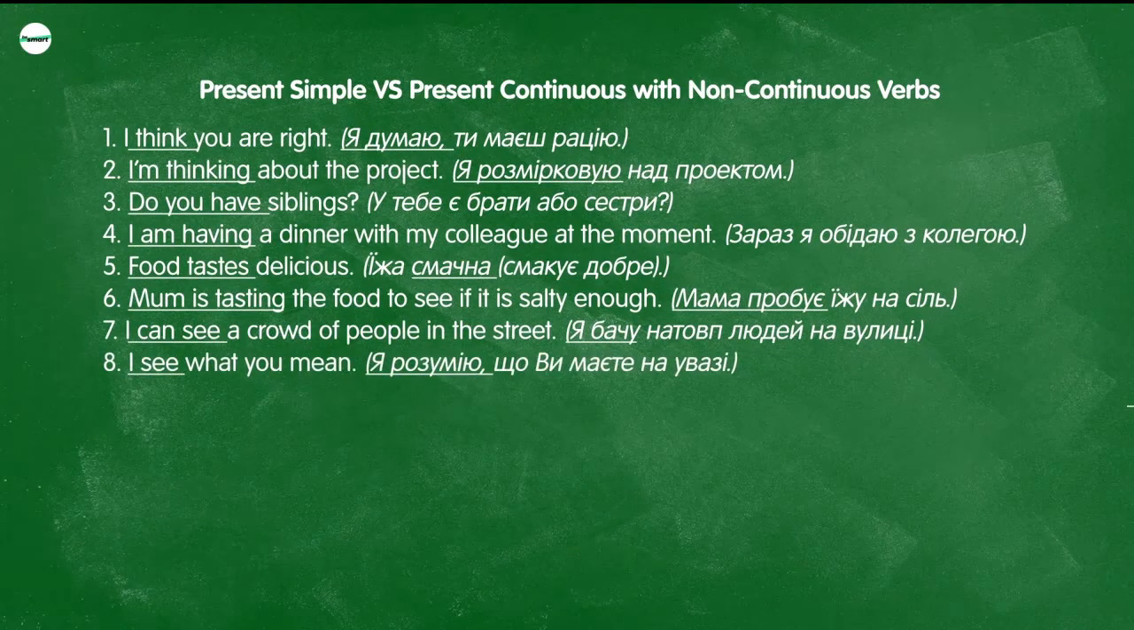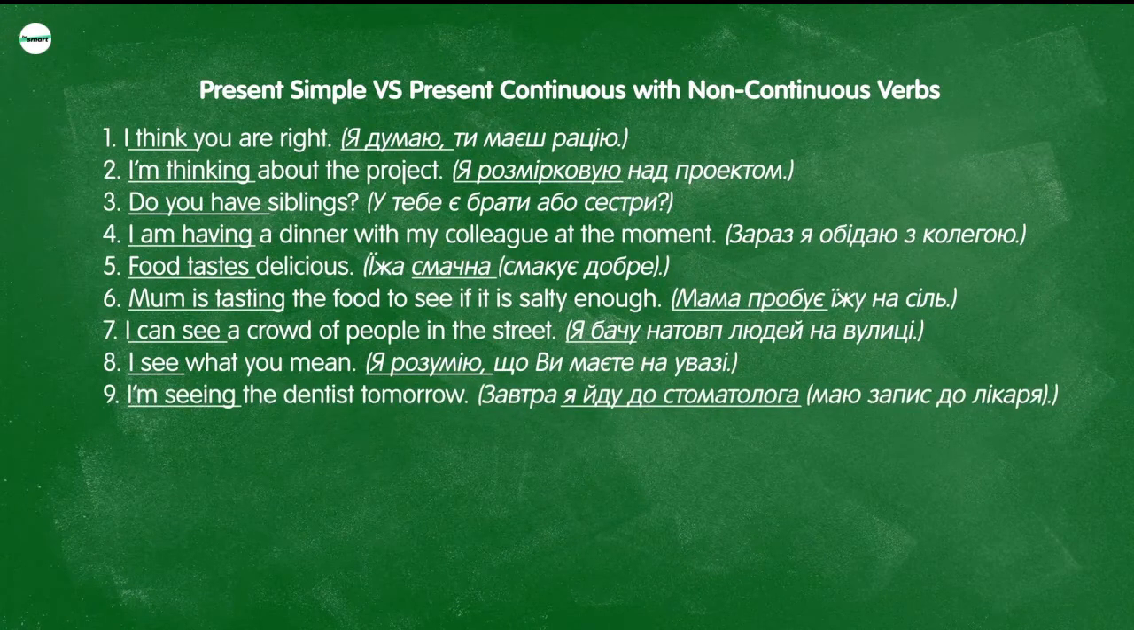Or the next few examples, I can see a crowd of people in the street. I see what you mean, and I'm seeing the dentist tomorrow. In the first sentence, I'm speaking about my ability to see a crowd of people. I can see them. But in the second, I see what you mean, what I'm actually saying is I understand. I understand what you are telling me.